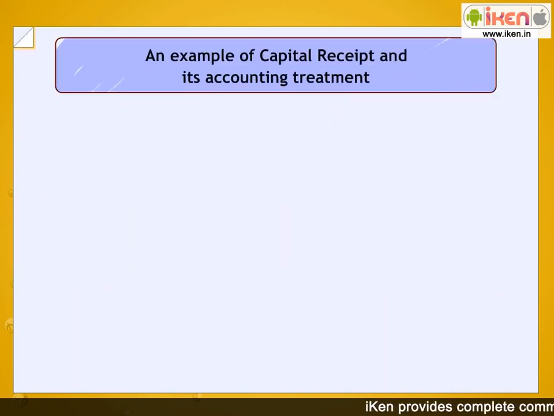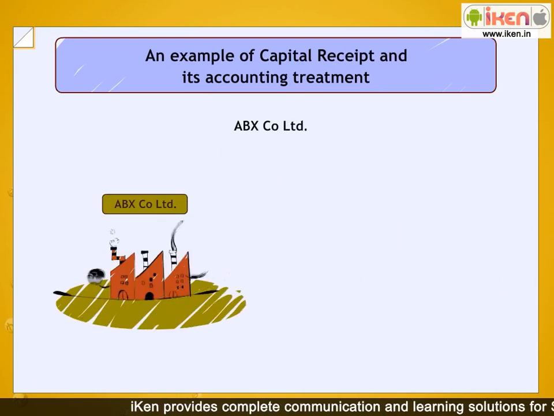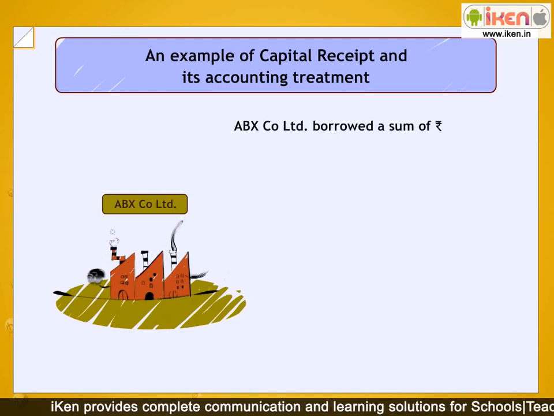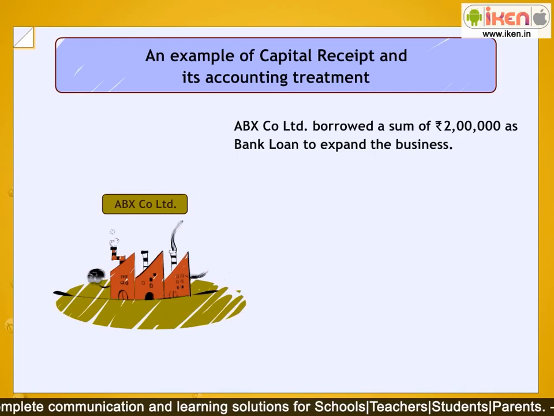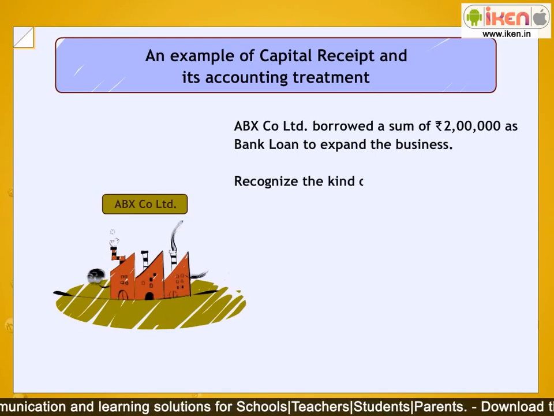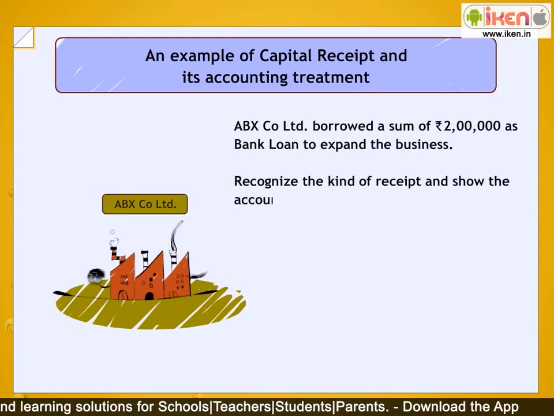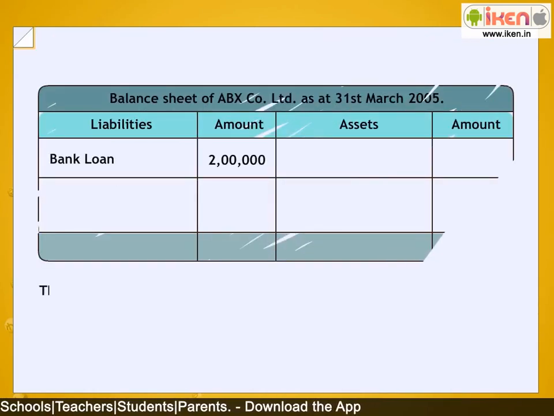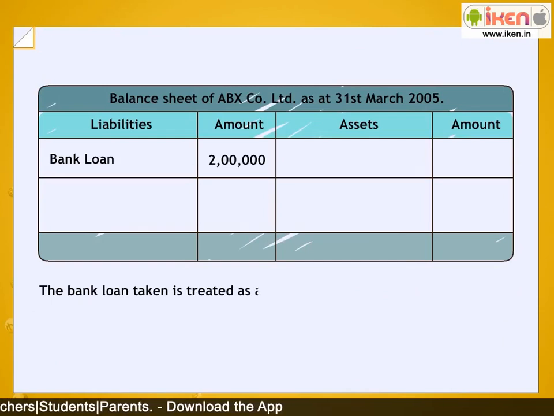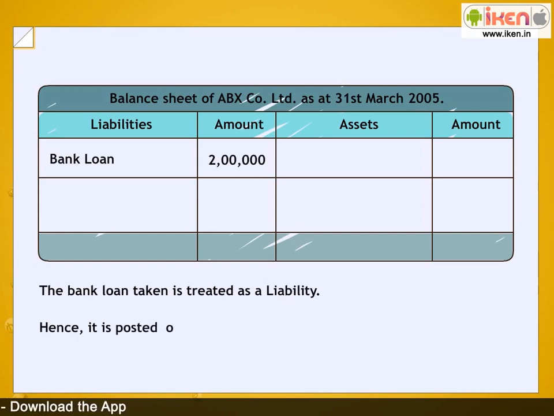An example of capital receipt and its accounting treatment. ABX Company Limited borrowed a sum of rupees 2 lakh as bank loan to expand the business. Recognize the kind of receipt and show the accounting treatment for the same. The bank loan taken is treated as a liability. Hence, it is posted on the liability side in the balance sheet.